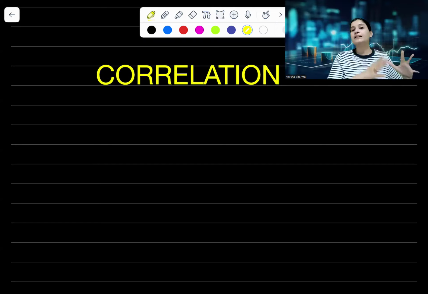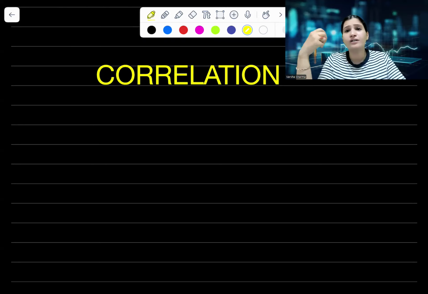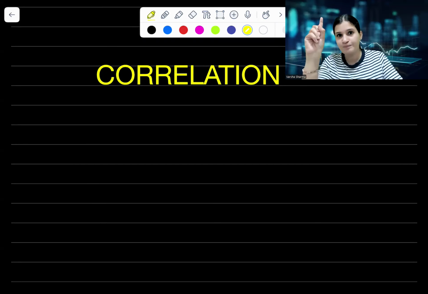So whatever we have done till now, whether it's central tendency or dispersion, we were only talking about single variable data. You were only talking about one parameter in question. If you are talking about marks, you found out average marks, standard deviation of marks, deviation of marks. You only talked about one parameter, one variable, one characteristic.